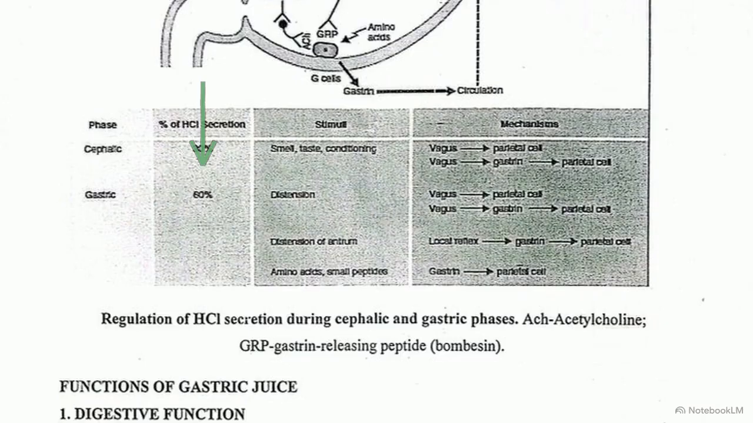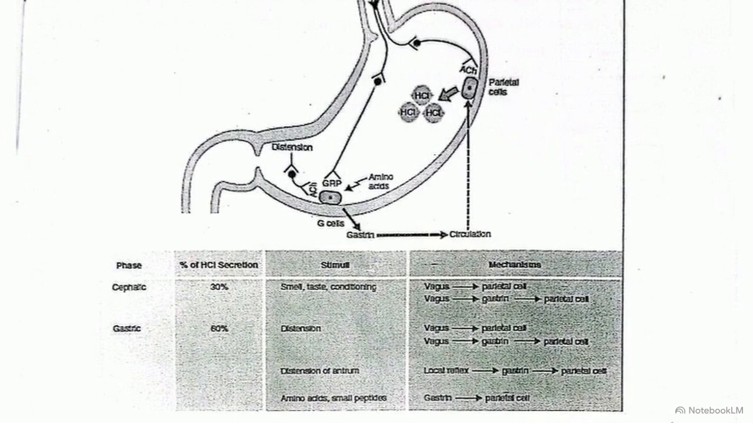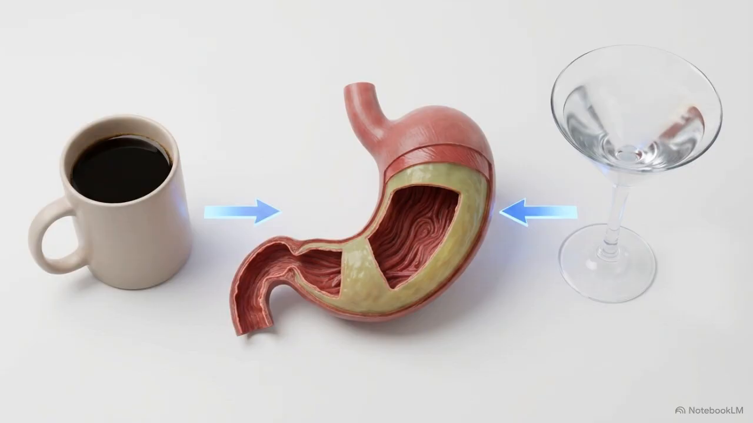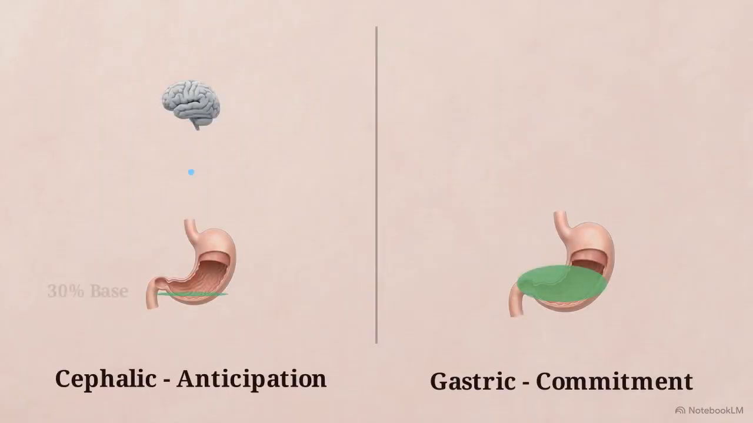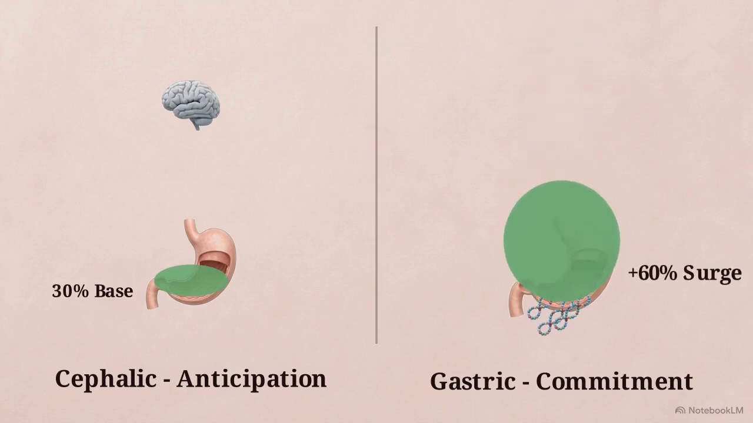The second stage is the gastric phase, which drives 60% of total secretion. Looking at the local loops in the diagram, this phase activates when the stomach walls physically distend and when chemical breakdown products like amino acids stimulate the G cells. It is also worth noting that exogenous substances, specifically alcohol and caffeine, artificially stimulate this gastric phase mechanism. The stomach anticipates the meal via neurological hardwiring during the cephalic phase, but it commits the vast majority of its chemical resources only upon physical contact with nutrients.